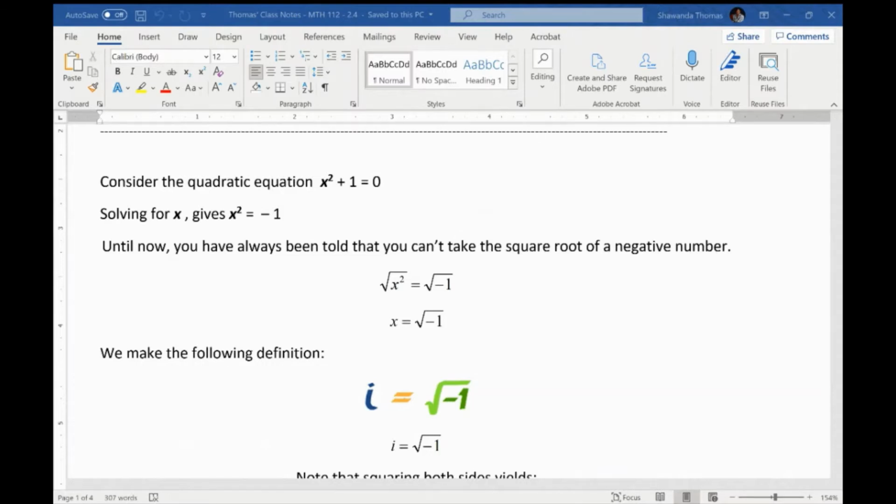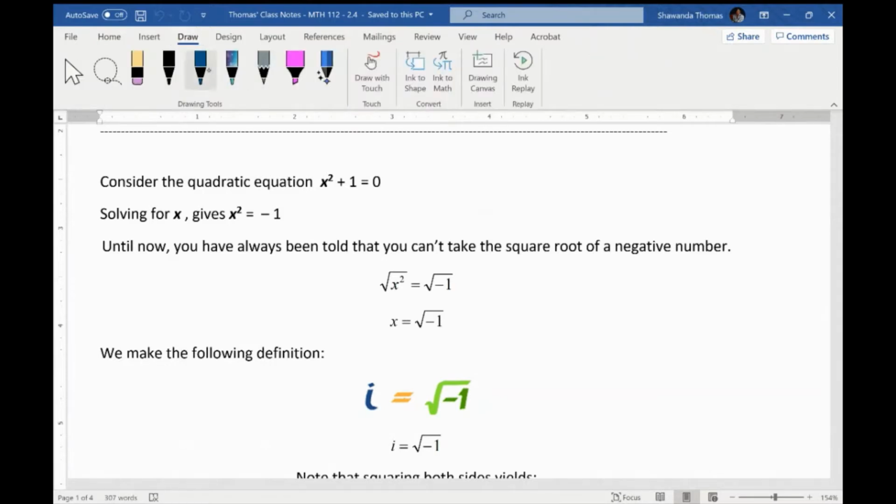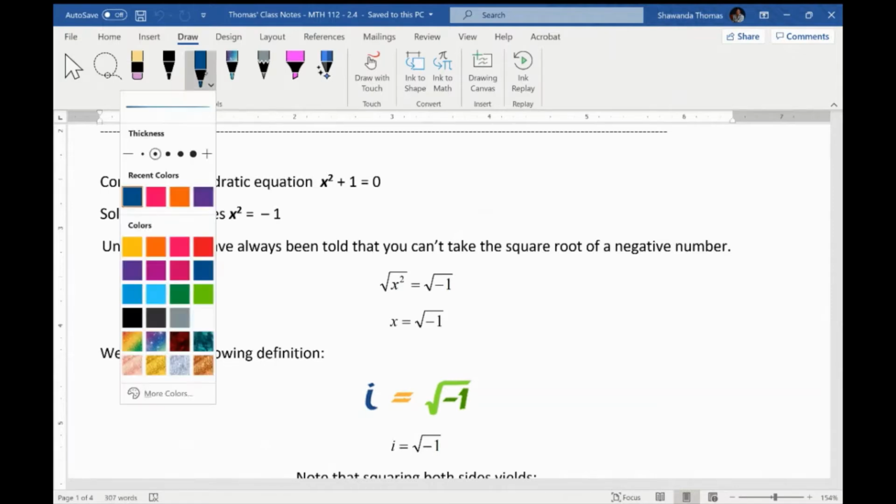All right, good. Consider the quadratic equation x squared plus 1 equals 0. We've encountered that before. Let's say I ask you to solve for x. What would you do first? Get x by itself. Subtract 1 from both sides. Yep, subtract 1 would be the first move.